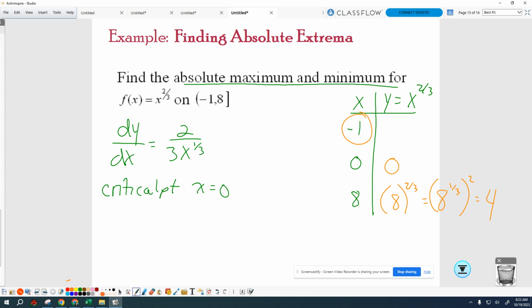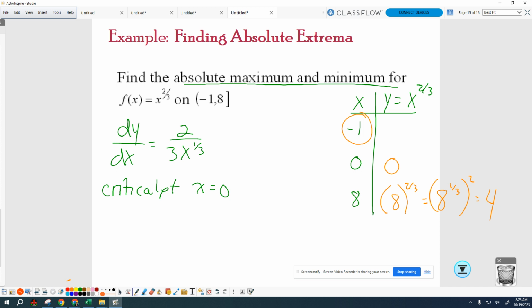So someone in here already did the derivative for us for this one. Multiply by the power, lower the power. So the derivative is 2/3 over x to the 1/3. It's not 0 anywhere, but the derivative is undefined at x equals 0. I have one critical point.